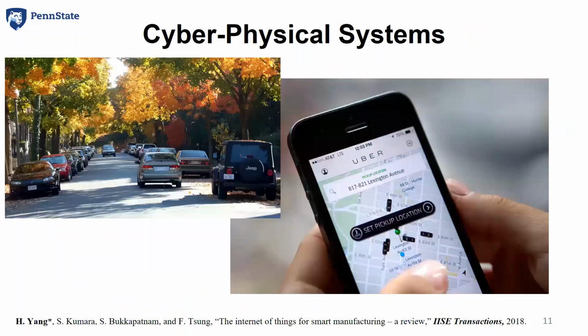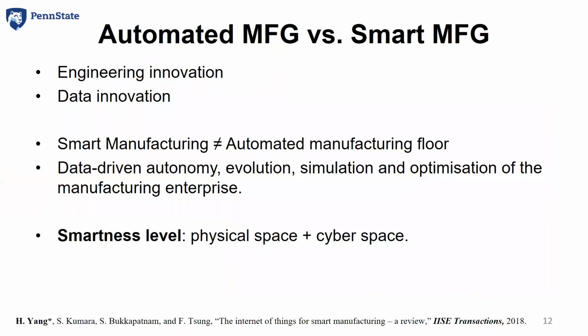Now let's have a deeper look into cyber-physical systems. Let me take Uber as an example. In the State College area, we have cars running on the street. But whenever you get your phone out and try to call Uber, you will see virtual cars on the screen. This is the physical world, and this is the cyber world. The cyber-physical integration makes the success of Uber. But what will happen to manufacturing? That's something we need to think about.